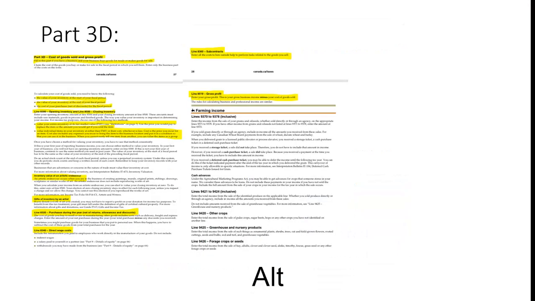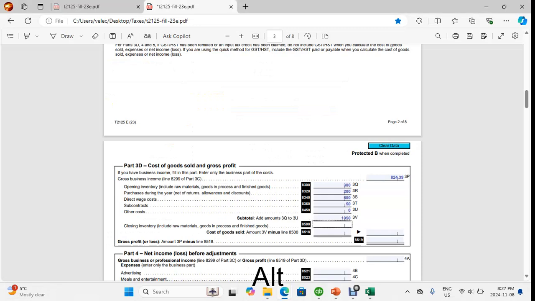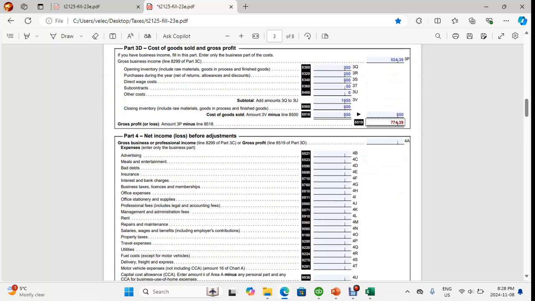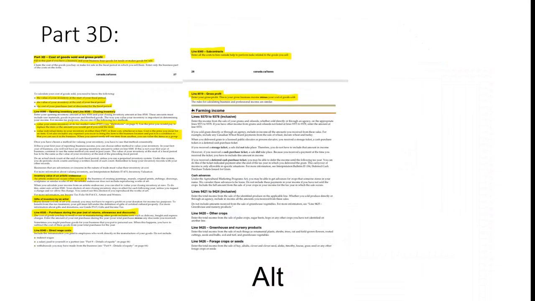Closing inventory: let's say you still have $500 worth of goods left in your inventory at the end of the fiscal period. And cost of goods sold will be $550. You will transfer this amount into this box over here, and your overall total will be $774.39. Next you have part 4, net income or loss before adjustments. Advertising, line 8521.